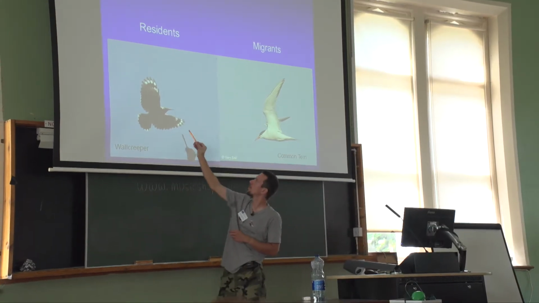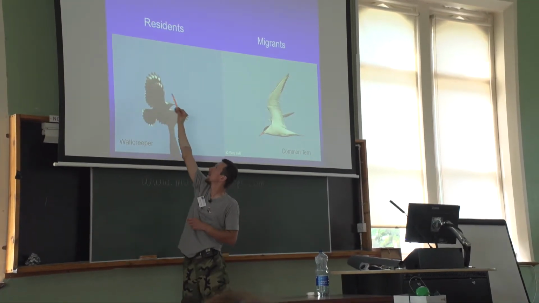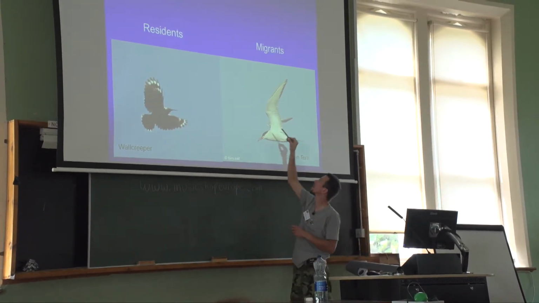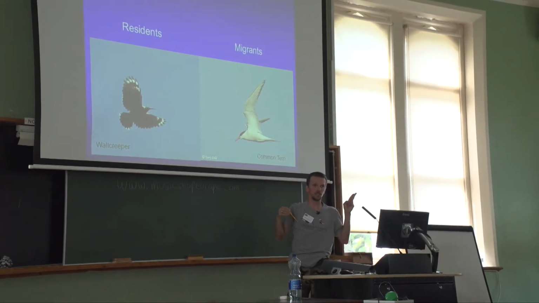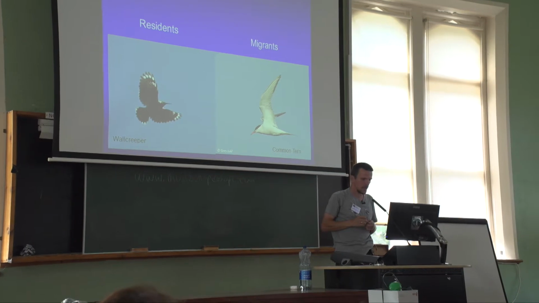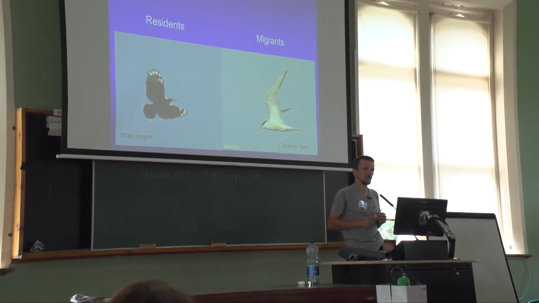This wing is more rounded, yes? Like that. And this is long and pointed, yeah? Why do migratory birds have more pointed wings? What does it give them?